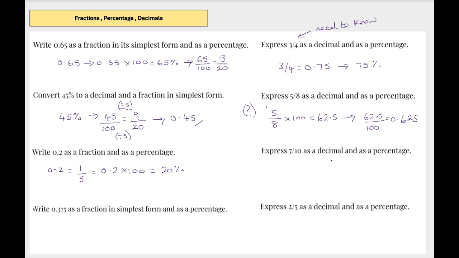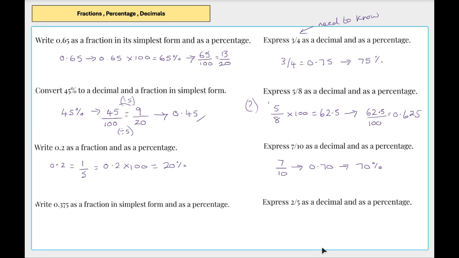Express 7 over 10 as a decimal and a percentage. So 7 over 10, we should all know this, 7 over 10 is 0.70, and as a percentage it's 70%.